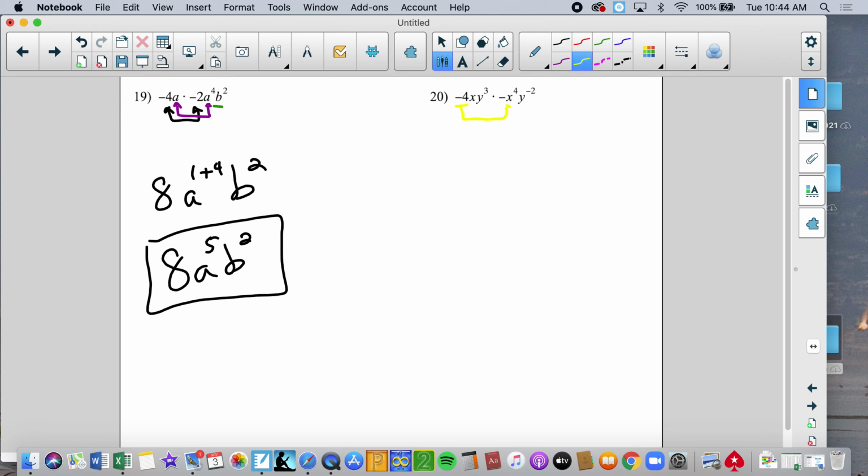Negative 4 times negative 1 gives me positive 4. We have x to the 1st, x to the 4th, x to the 1st plus 4, and then we have y to the 3rd and y to the negative 2.